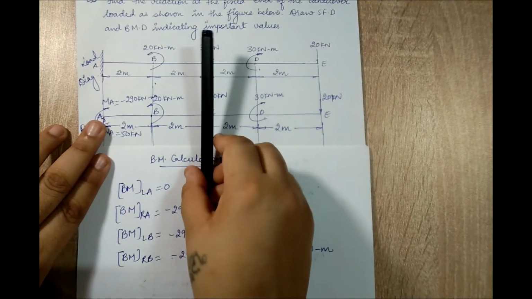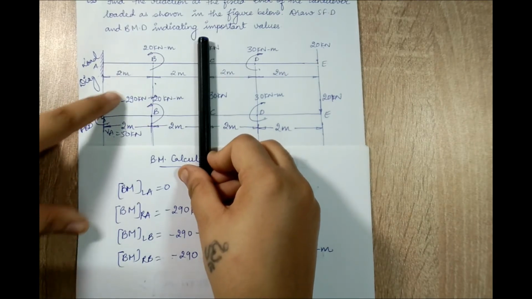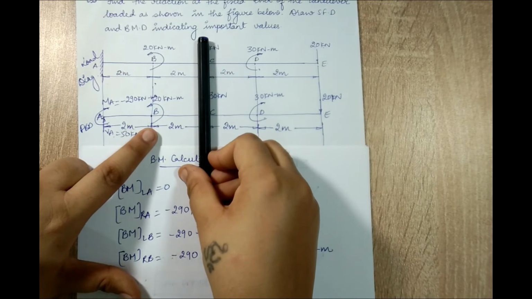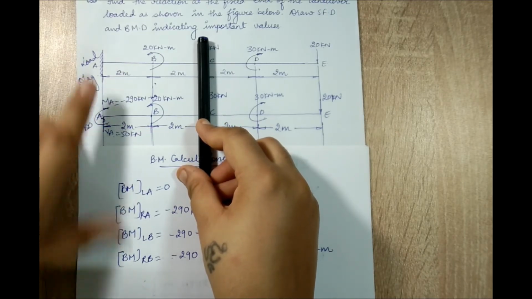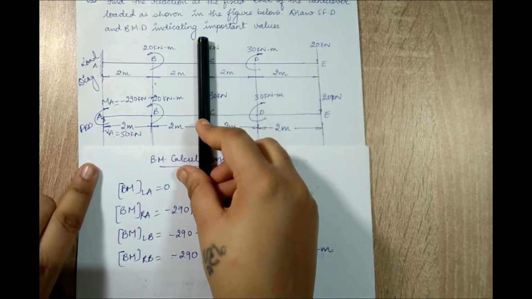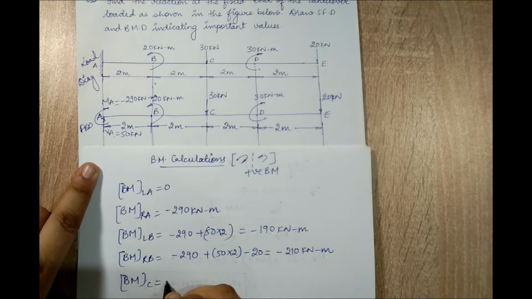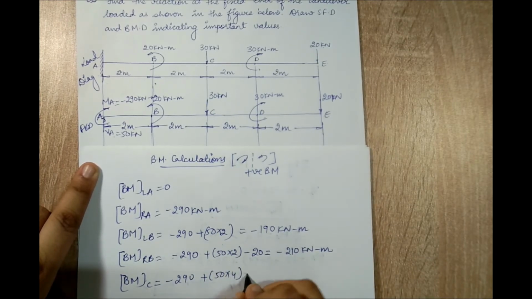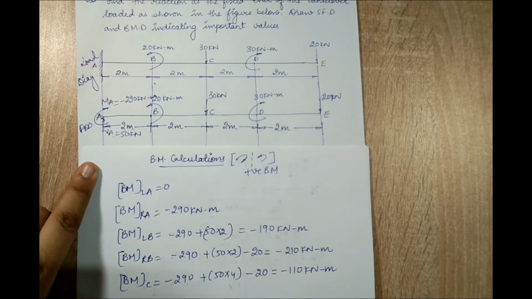Next I'll calculate at point C. I'll have minus 290, VA turning clockwise and minus 20. Please see that the value right of B and at C will not be the same because this VA is turning by a different distance for B and C. So I'll calculate the bending moment at C: minus 290 plus 50 into 4 minus 20. So I get the value as minus 110 kilonewton meter.